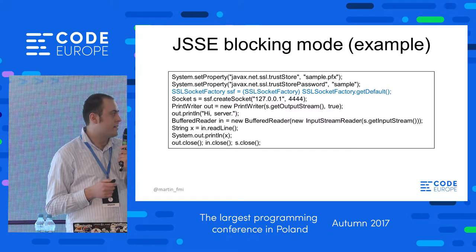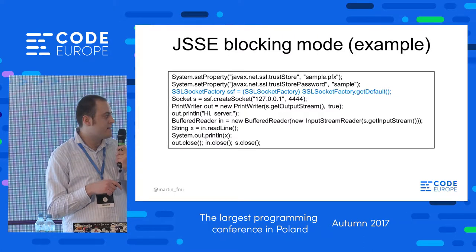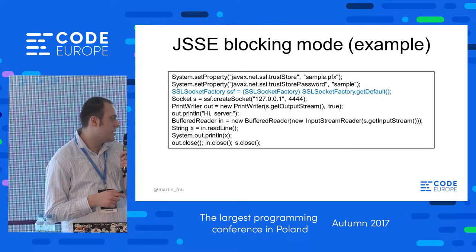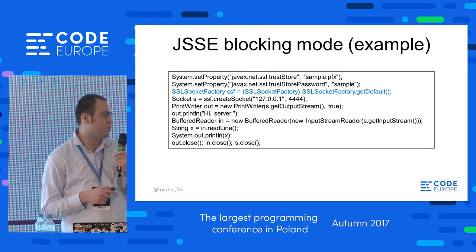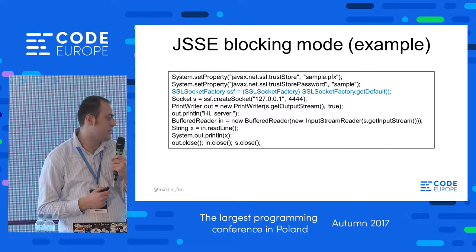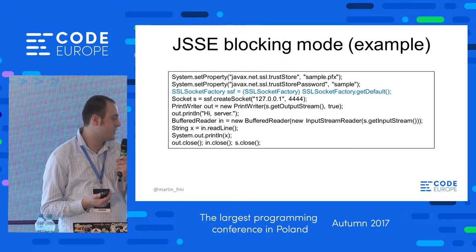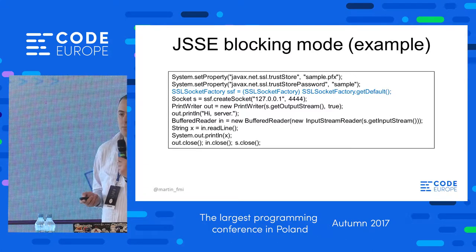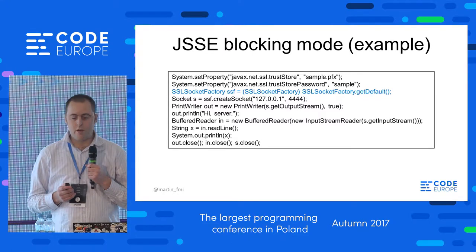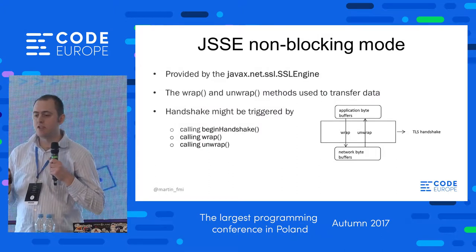Then I use an SSLSocketFactory to create the SSL client connection, and I create the SSL client socket again on port 4444. It creates a print writer from the output stream of the client socket, and it writes hi server to send a message to the SSL server. And at the end, it reads some response from the server and closes the socket and the input and output streams. This is a very simple example of the client. Now, in terms of the non-blocking API, as we already mentioned, it's much more complex than the socket API.